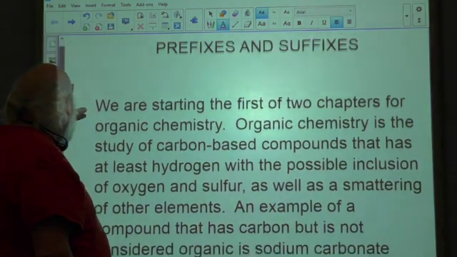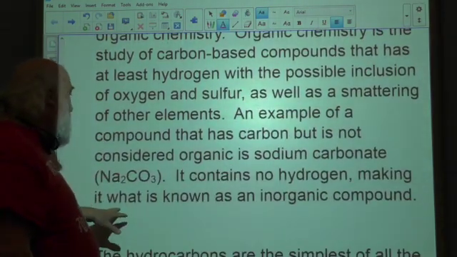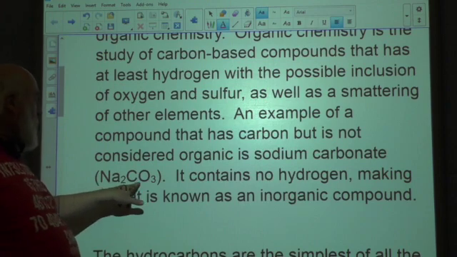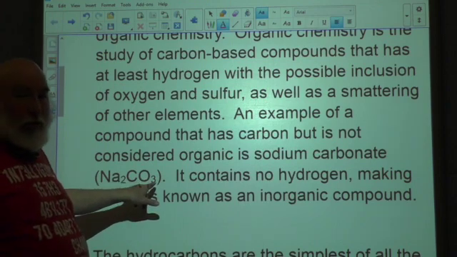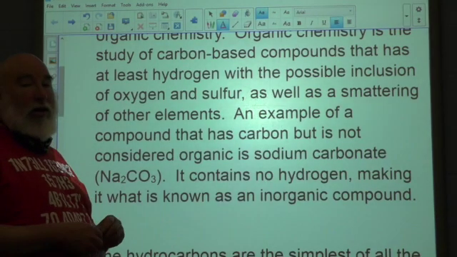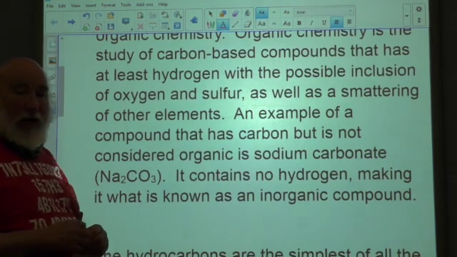An example of a compound that has carbon that is not organic is sodium carbonate. You'll notice that there is no hydrogen here in sodium carbonate. It is not an organic compound. It's called an inorganic compound. The carbonates are not organic.